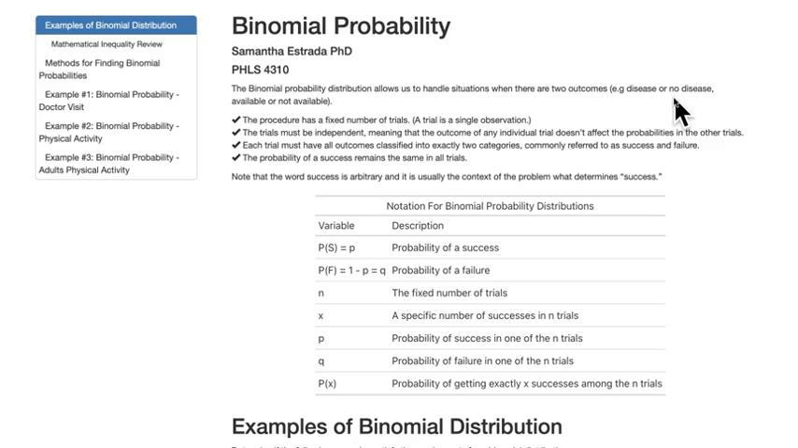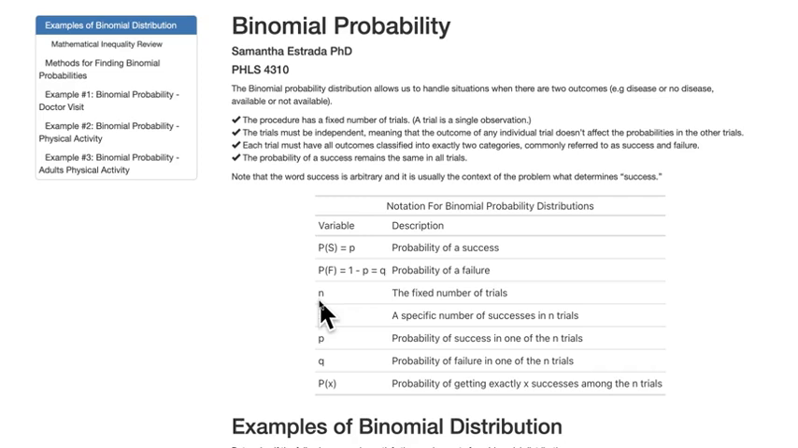The four conditions that we need to meet are, the first one is we need to have a fixed number of trials. If we don't have a fixed number of trials, if it just keeps going on forever, then it's probably not going to be a binomial probability distribution. The symbol for the fixed number of trials is going to be lowercase n.